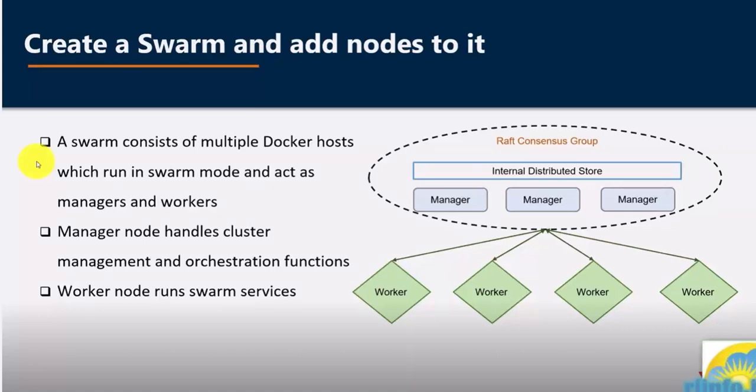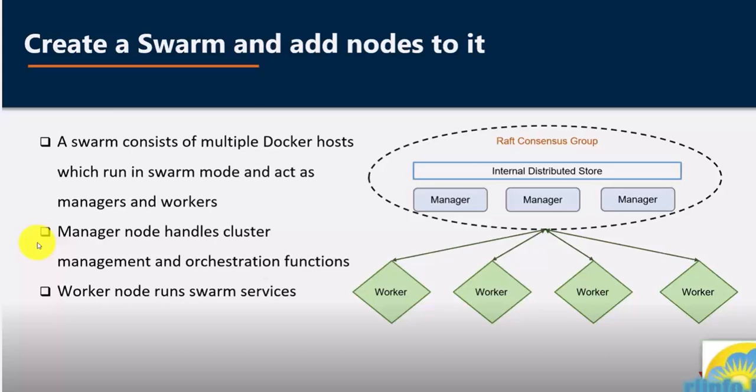A swarm consists of multiple Docker hosts which run in swarm mode and act as managers or workers. Managers manage memberships and delegations, whereas the workers' responsibility is to run swarm services. A given Docker host can be a manager, a worker, or perform both roles. Manager nodes handle the cluster management tasks such as maintaining the cluster state, scheduling services, serving swarm mode HTTP API endpoints, etc. Manager nodes also perform orchestration functions required to maintain the desired state of the swarm.